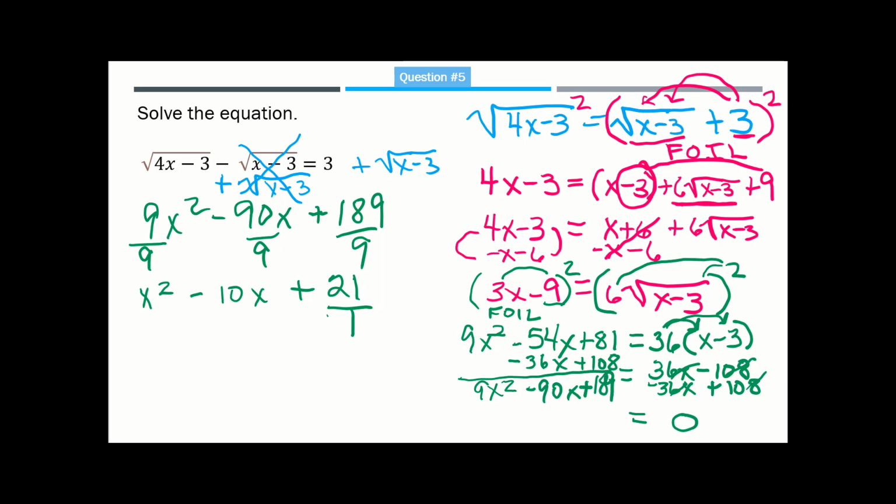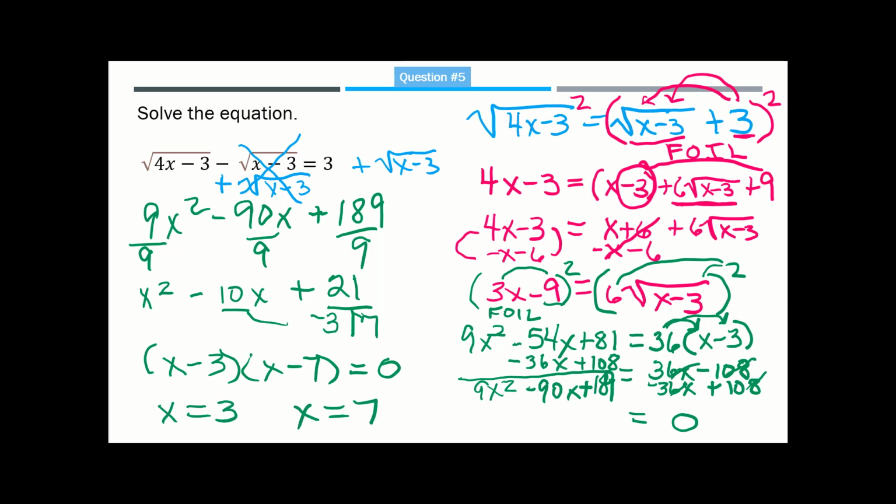And we've got 1 times 21 and 3 times 7, but those both need to be negative to give me that negative 10 here. So it factors into x minus 3 times x minus 7 equals 0. So we have a solution at x equals 3 and x equals 7. You want to plug those back into the original equation to check to make sure that there are not any extraneous solutions.